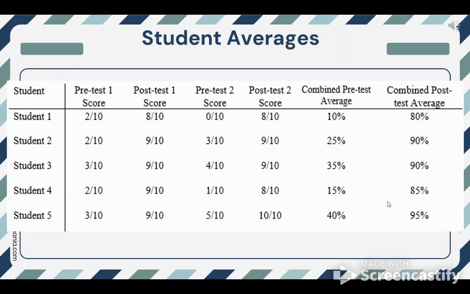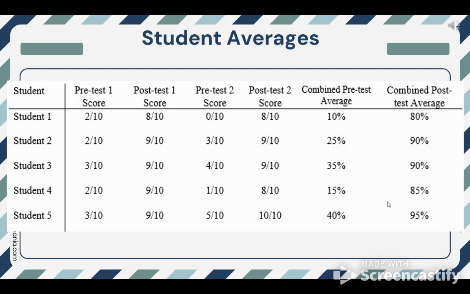This table shows the student averages for all of the 4 tests that they took. And so looking at student 1, the combined pretest average for this student was 10%, and then student 1 was able to climb to an 80% combined post-test average. Student 2 had a combined pretest average of 25%, and it increased to 90% for the post-test average.